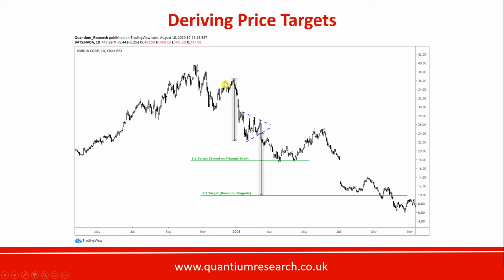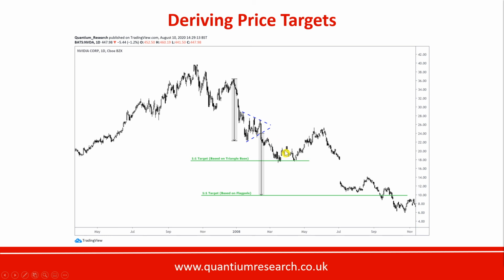So let's just go through this again. This is the flagpole measure. That vertical distance is kept as your measured move, and you simply project that onto the point of breakout, and this gives you the flagpole measurement. Before we looked at the triangle base, the distance between the base in terms of vertical height, and you would project it from the breakout point. That gave you this first horizontal green line we have here of support.